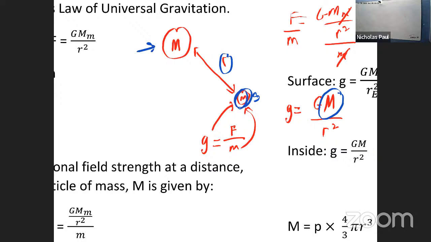I want you to notice that the gravitational field strength technically has nothing to do with the mass of the small object. It has everything to do with the mass of the larger object. One of the main reasons is that this force F over m is a force of attraction. If the force of attraction is large, the gravitational field strength is large. If the force of attraction is small, the gravitational field strength will be small. So it's important we understand which M we're using here.